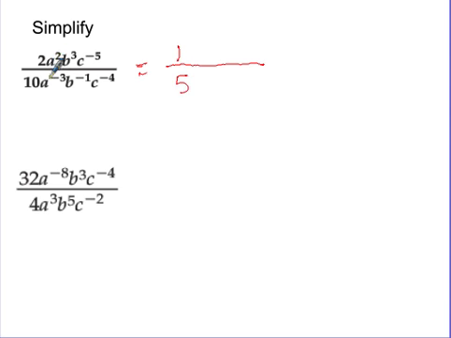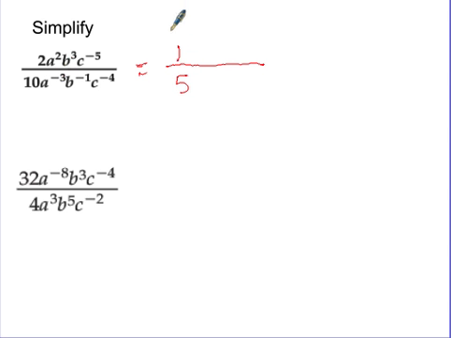What is a squared over a to the negative third? Well, the a to the negative third needs to go to the top and become positive. So you end up with a squared, a to the third on top.